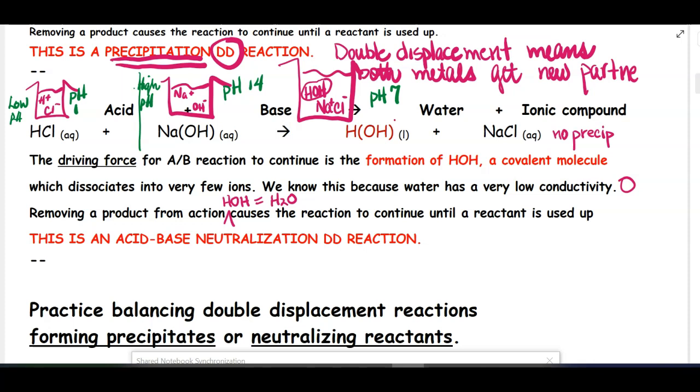Once they combine together, the OH part and the hydrogen on the HCl combine to form HOH, and sodium is now dancing with chlorine. And there's no precipitate because this is soluble, right? So I put aqueous after it to indicate it's dissolved.